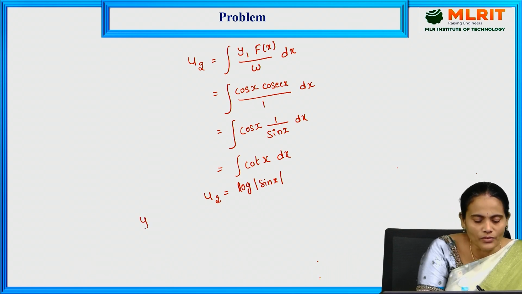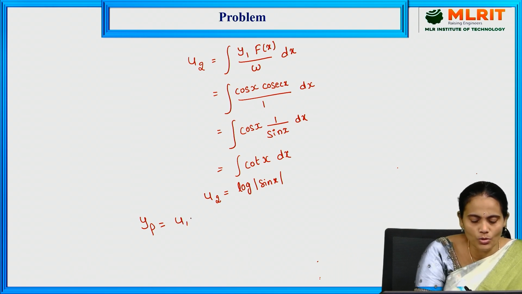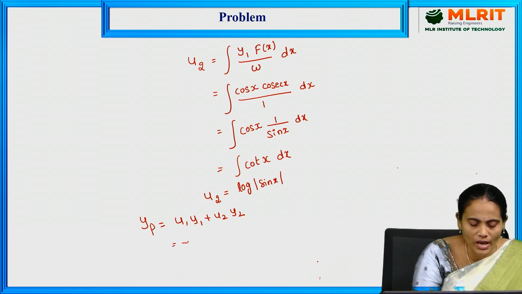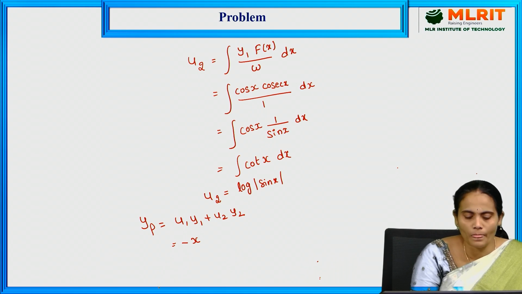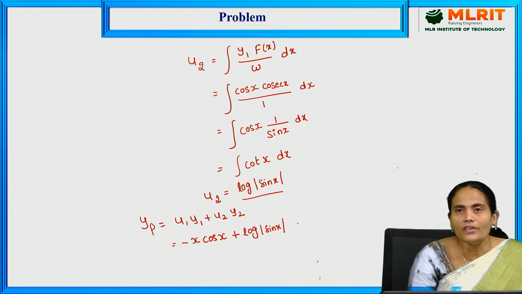And now we have to write the particular integral. So yp is equal to u1 y1 plus u2 y2. What is u1? The u1 value is minus x. y1 is cos x, plus u2, whose value is log mod sin x. Then the value of y2 is sin x. And this is the value of the yp.